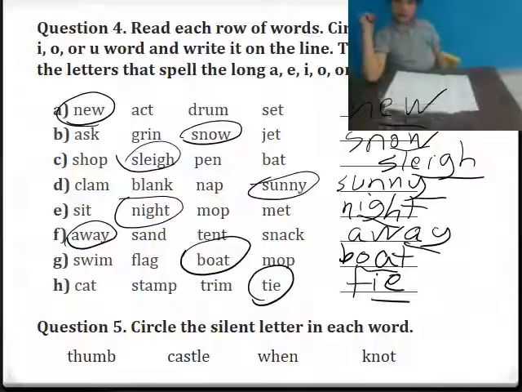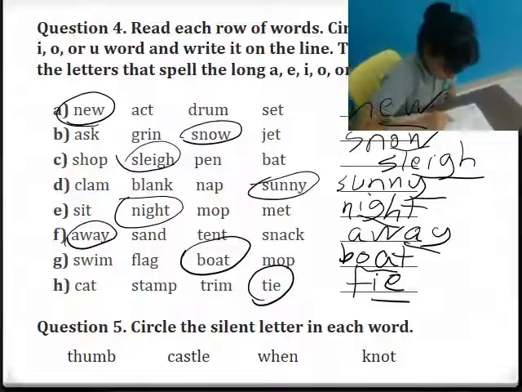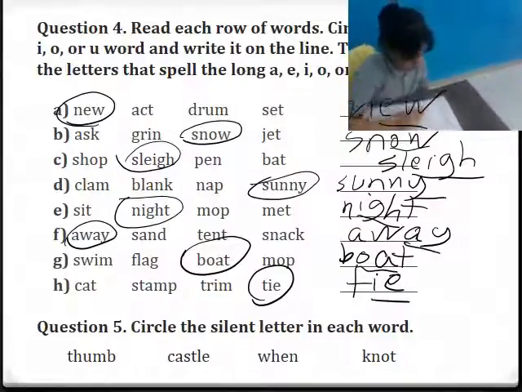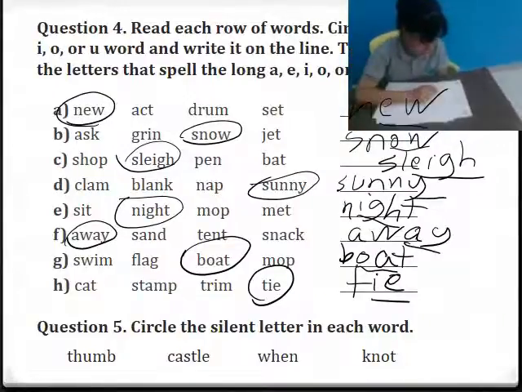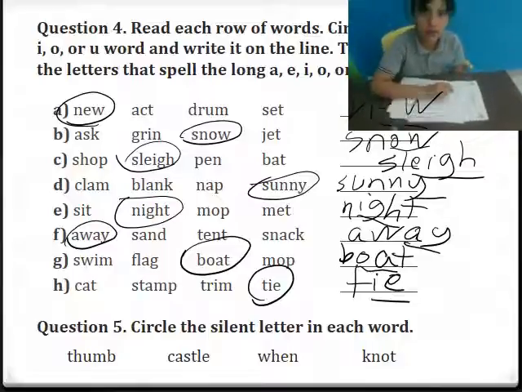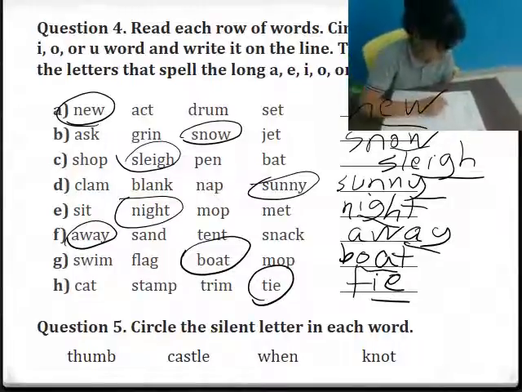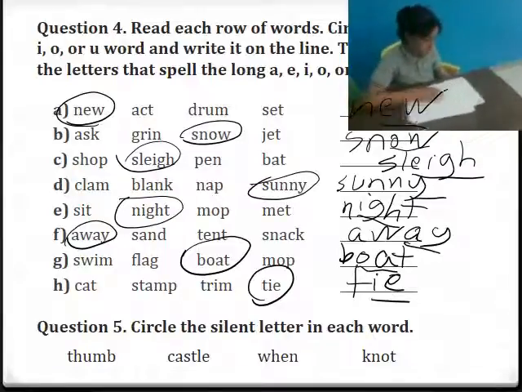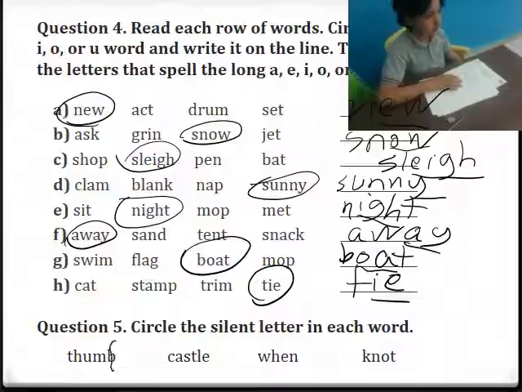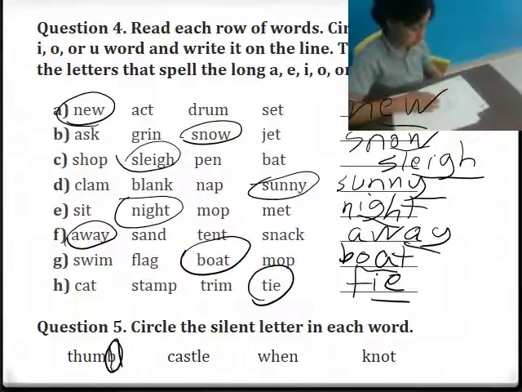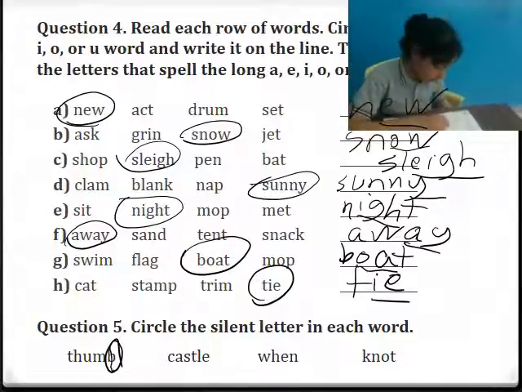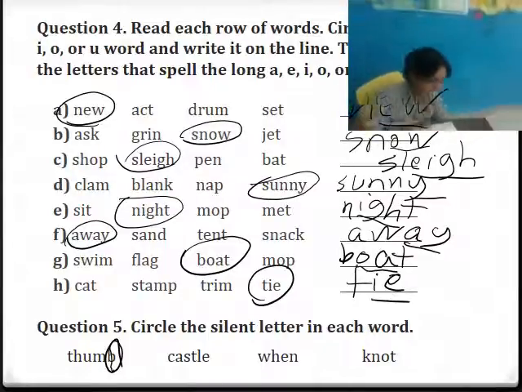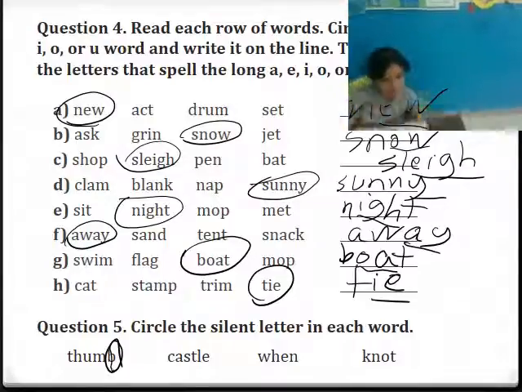Okay. Read the first word. Thumb. Okay. Now, in thumb, which letter is a silent letter? B. Very good, because we don't read it, and if someone read it, we can't hear it. Okay, so we circle B. Read again the word. It is thumb. Okay?